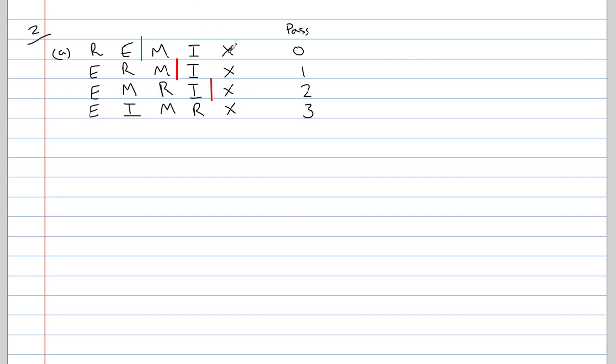For the final pass, we start with our X, and X doesn't move past anything, so we get the same list again. It is important to have this final pass though, because that demonstrates that you have compared the last item.